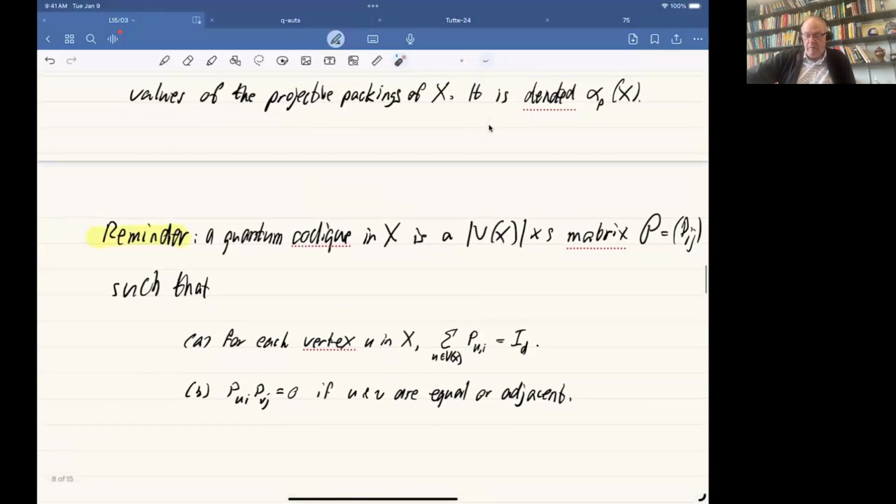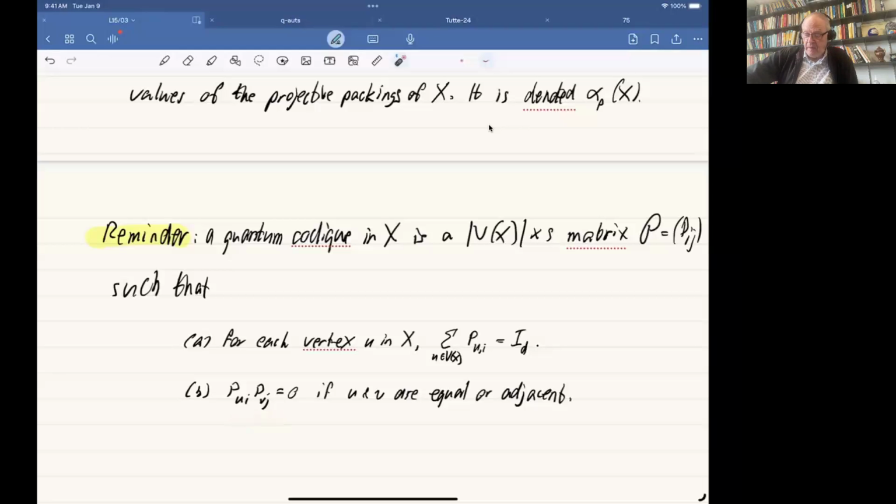I want to remind you of the definition of quantum co-clique. A quantum co-clique in X is a matrix with rows indexed by X and columns, and the entries are projections that satisfy these two conditions: the column sums are the identity, and the product of two entries P_ui and P_vj is 0 if u and v are equal, so any two entries in the same row are orthogonal, or if u and v are adjacent.